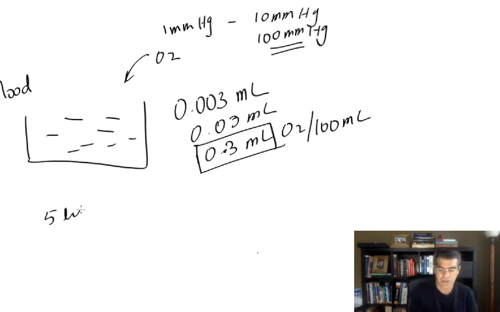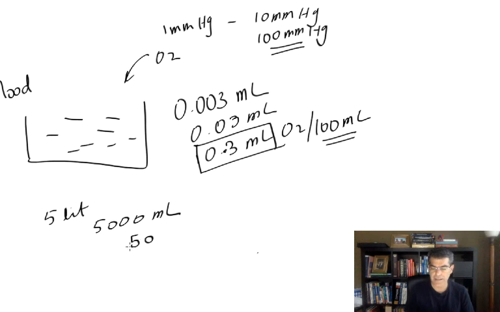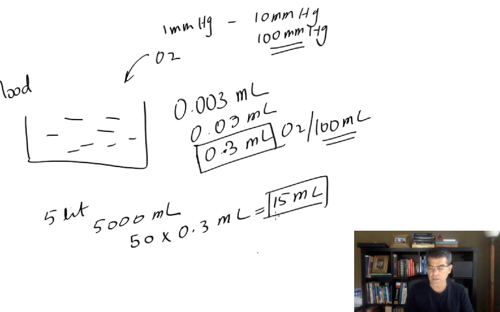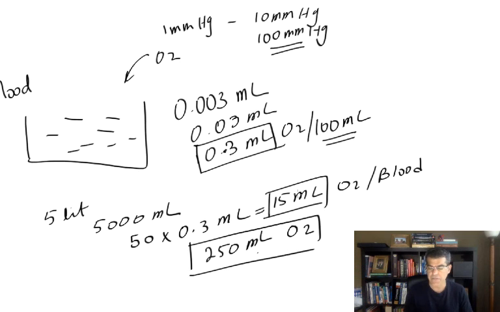I have 5 liters of blood, correct? Or 5,000 ml of the blood. For every 100 ml, I can dissolve 0.3. So, therefore, 5,000 is composed of 50 deciliters, so 50 times 0.3 ml, that would be 15 ml. I can dissolve 15 ml of oxygen in my total blood. We need an average of around 250 ml of oxygen to meet the demand. As you can see, 15 ml is not even close to enough to meet this demand.